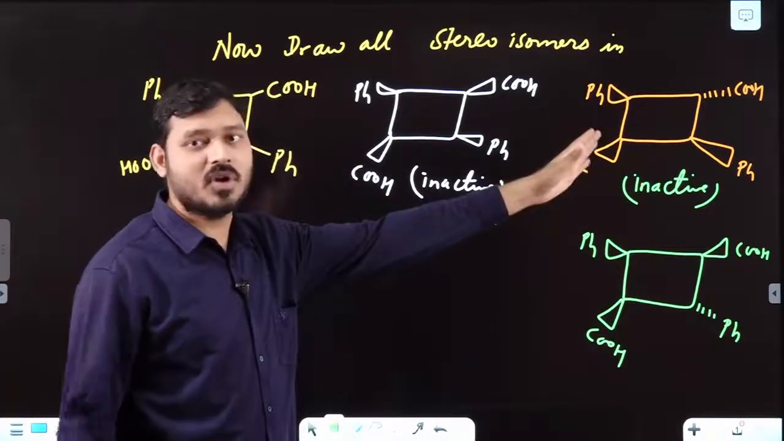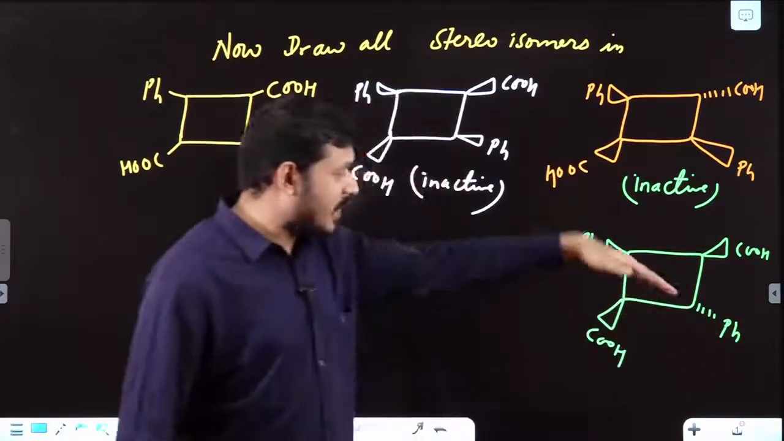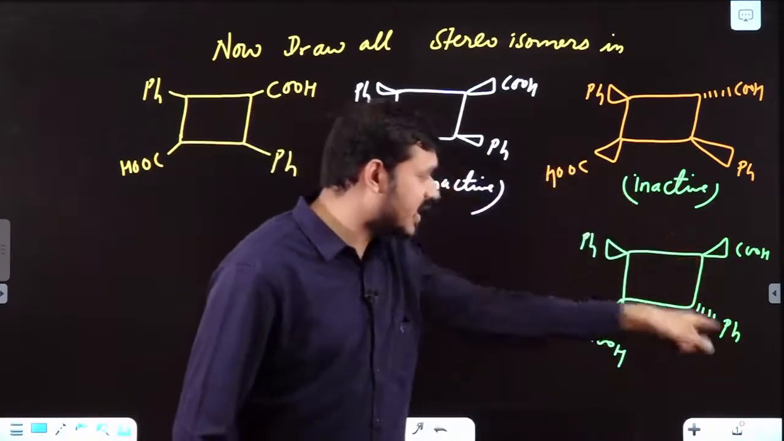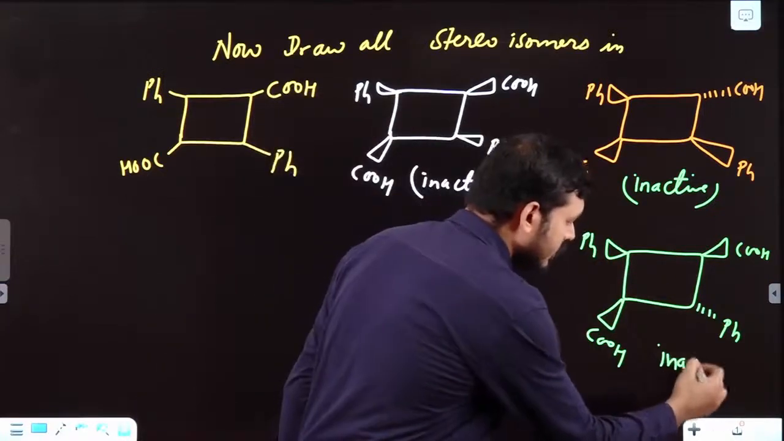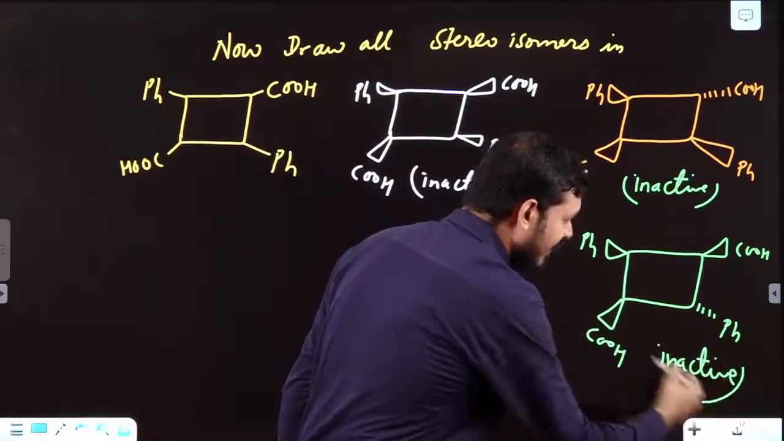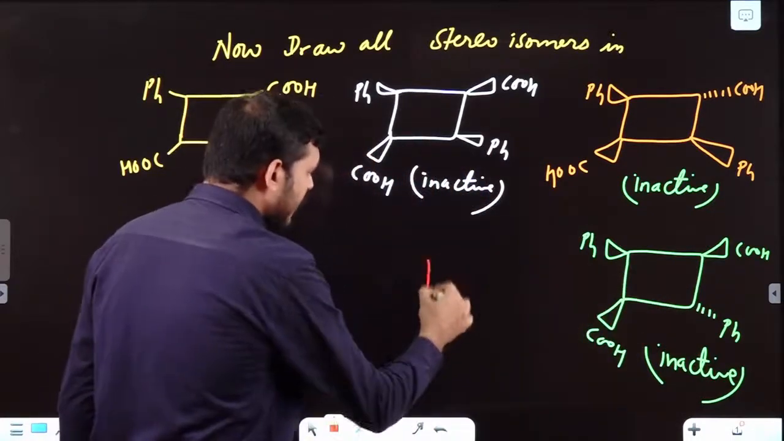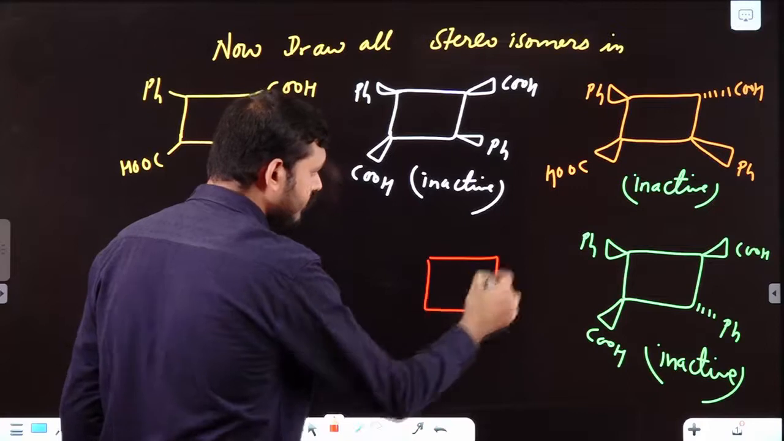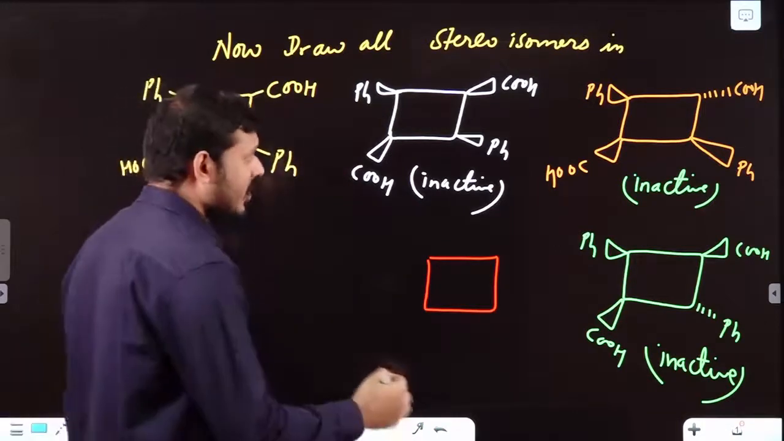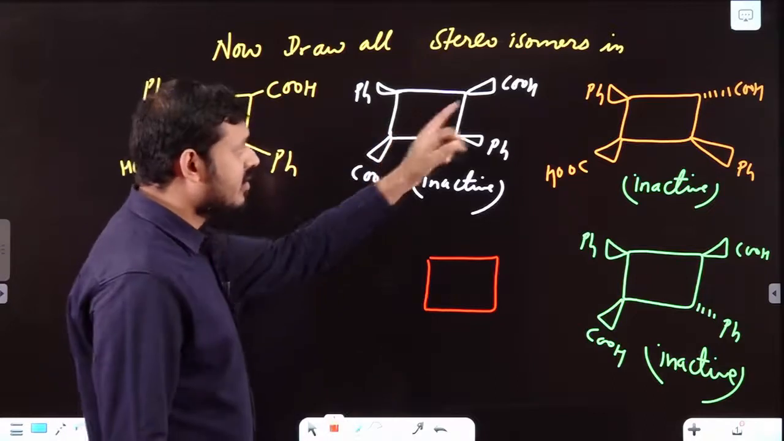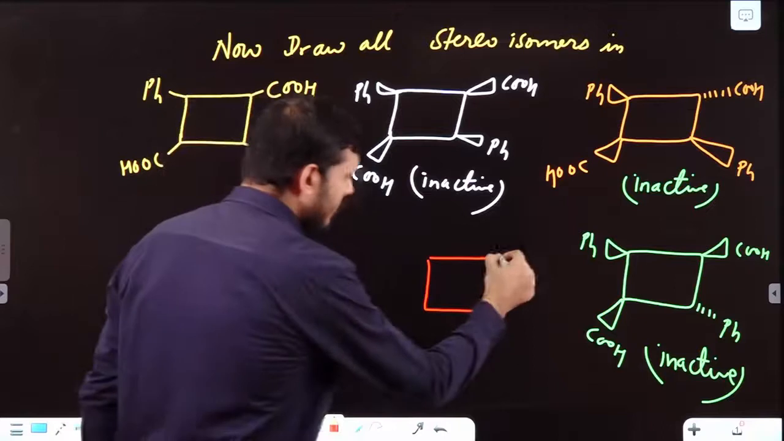Its mirror image will be what? Identical. Now again, here take the plane, this diagonal plane such that this OH OH is cut into two equal halves. So it is also inactive. Now the next case will be any two on same sides. Okay, 4 on same side, 3 on same side. Now any two on same side.